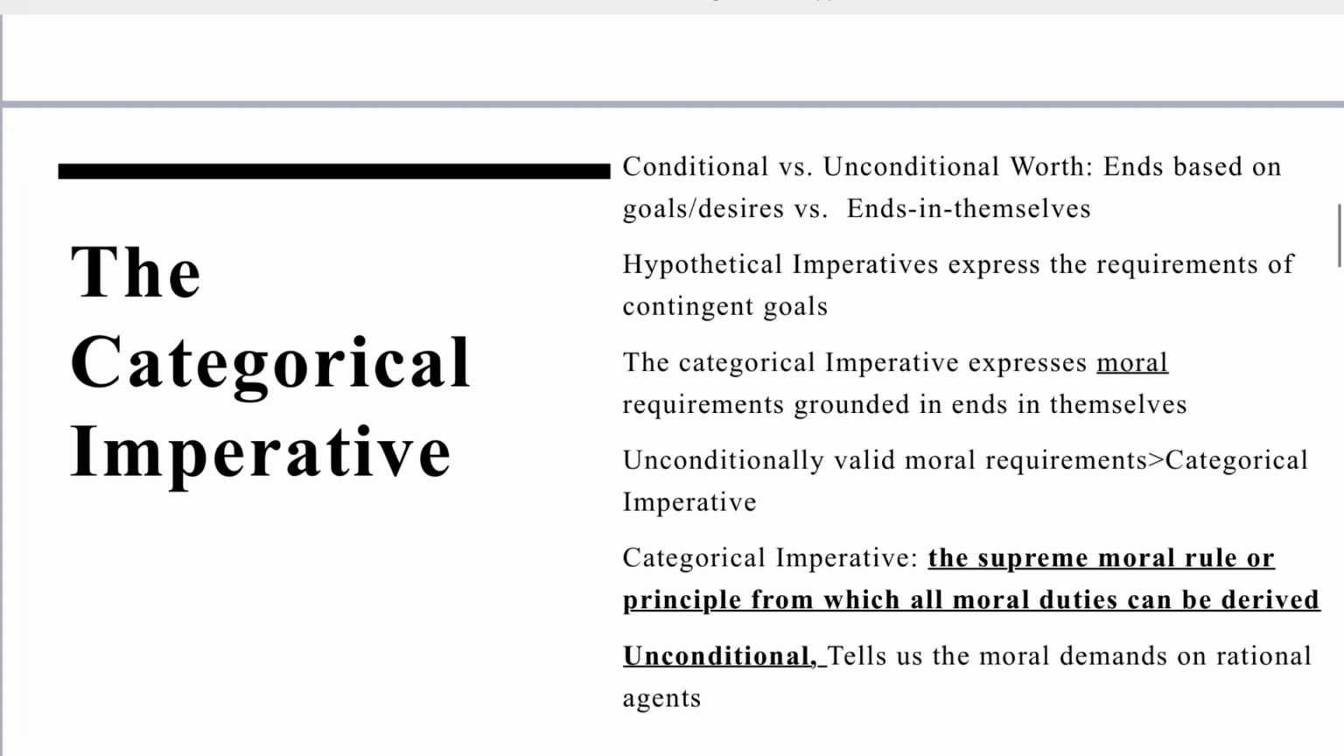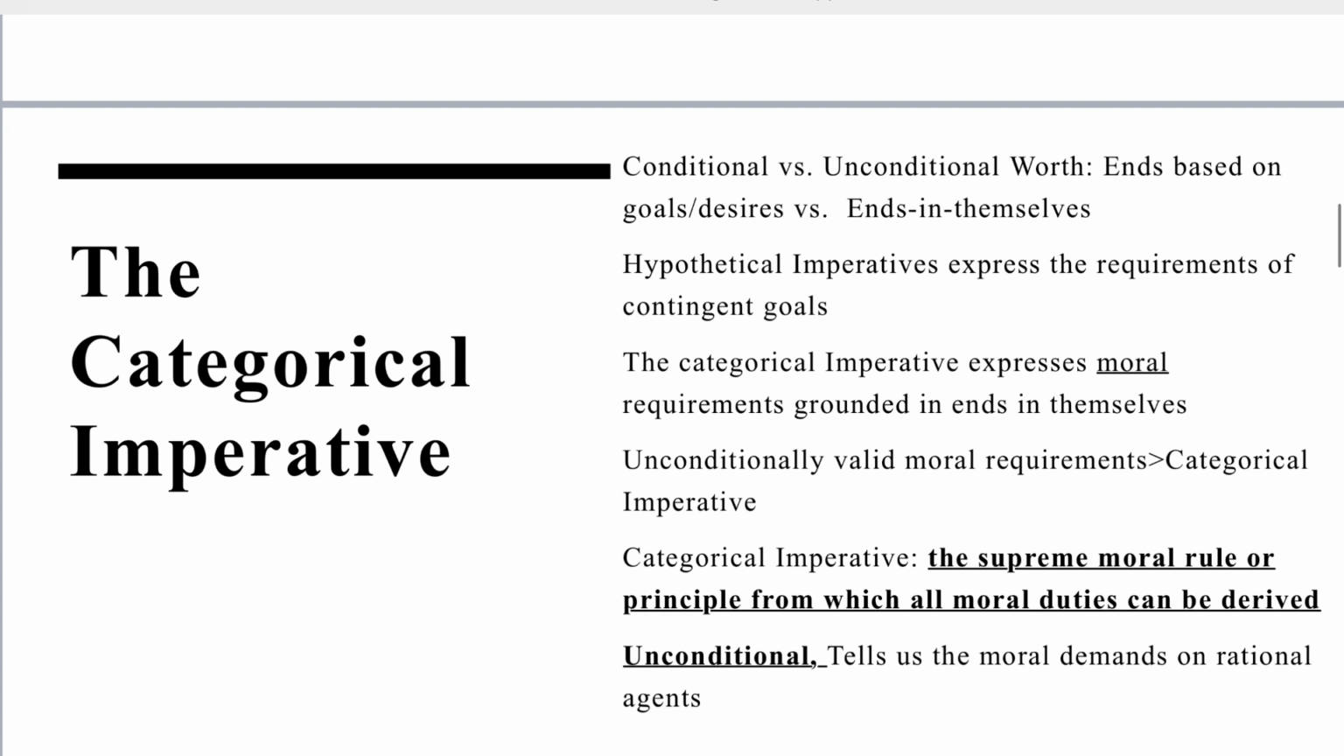In contrast, an end in itself possesses unconditional intrinsic worth. According to Kant, rational nature is an end in itself, possessing dignity and unconditional value. Hypothetical imperatives capture the idea of conditional ends that gain value because we choose them as goals. To establish a foundation for unconditional valid moral requirements, and to capture and express that idea, Kant introduces the concept of the categorical imperative. So that's why we are here. We are establishing this new, more ultimate, universal idea related to moral philosophy.